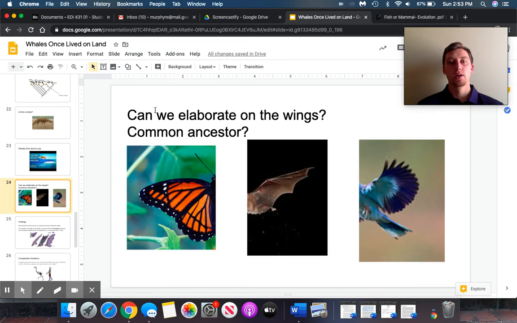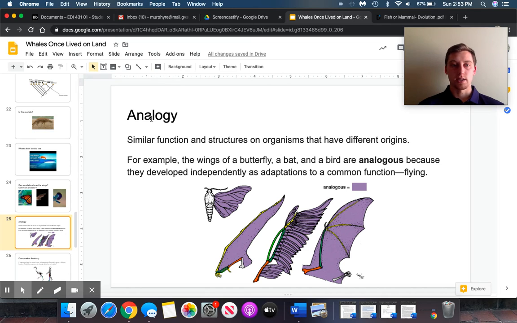And then we try to elaborate more on the common ancestors of our butterflies, bats, and birds. And what we realize is that they're analogous structures. So they have similar function in organisms. So all of our bats, birds, and moths or butterflies, they fly, but they're from different origins. So they're not closely related, but they have similar processes, which would be flight.